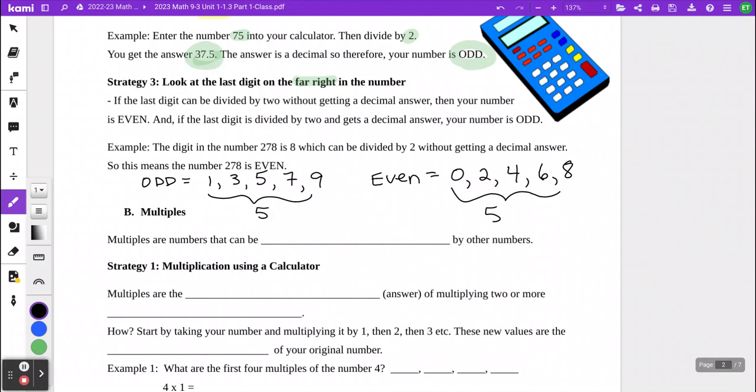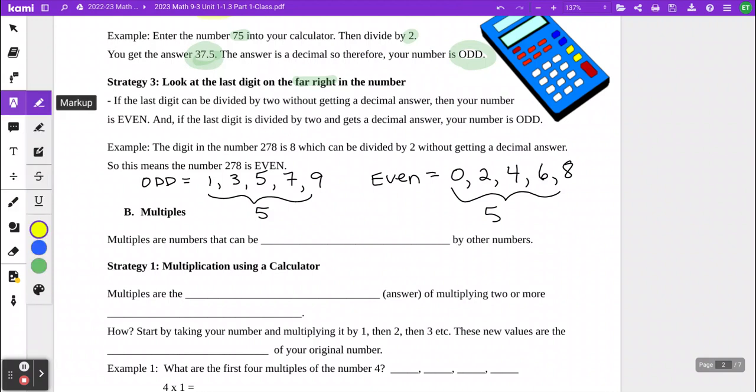So it says, look at your very last number, and we'll check and see which list it belongs in. So if I look at the 8, it can be divided by 2, and it's in my even list here. So that means we're going to get an even answer. We're not going to get a decimal answer when we divide by 2.